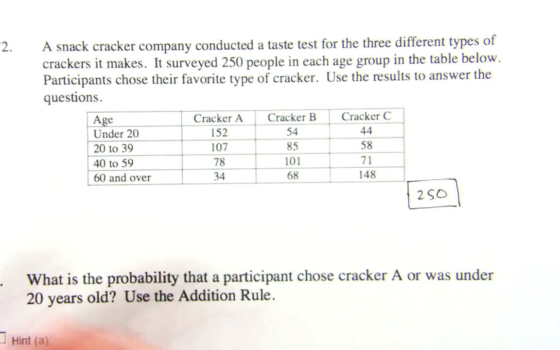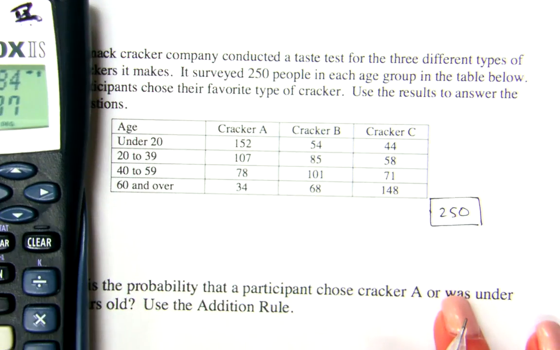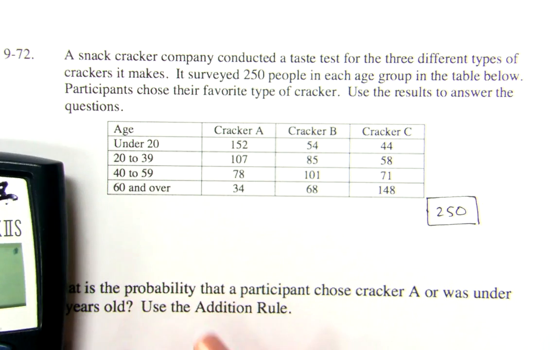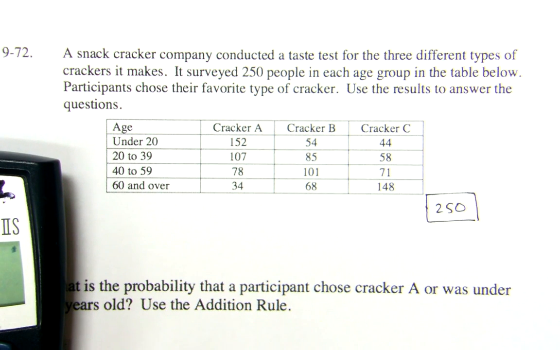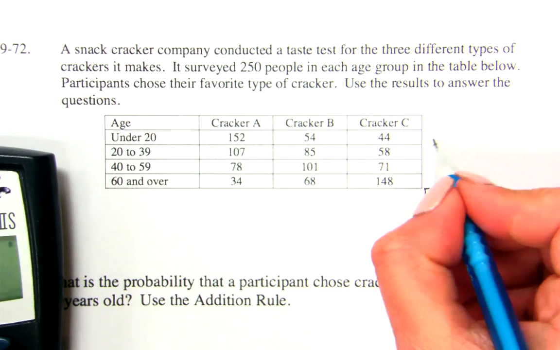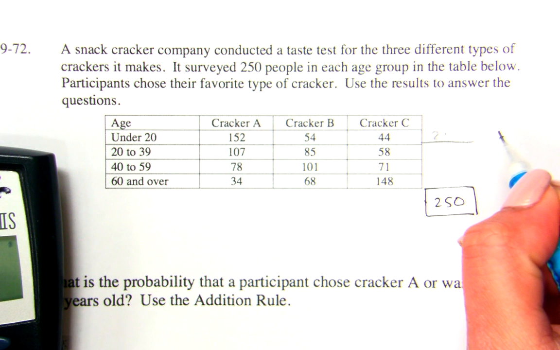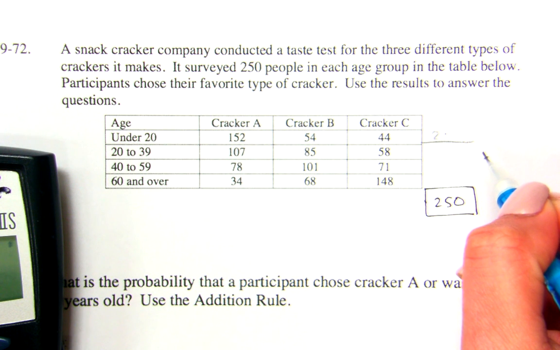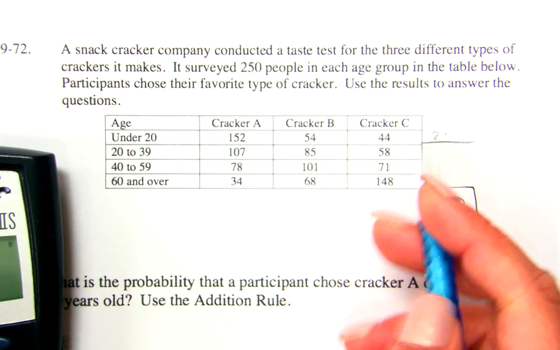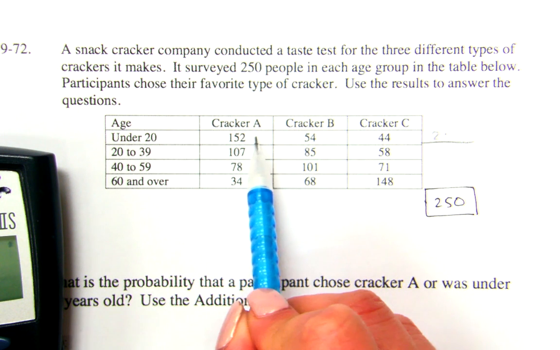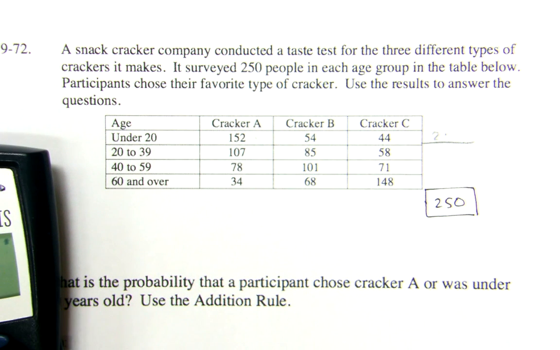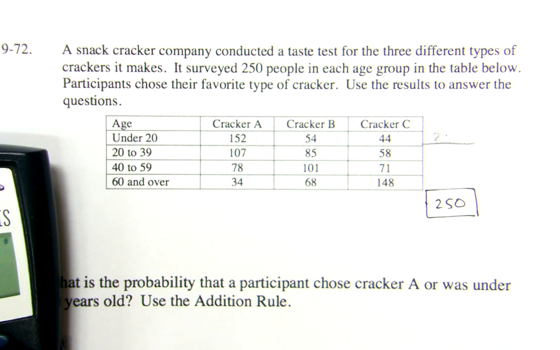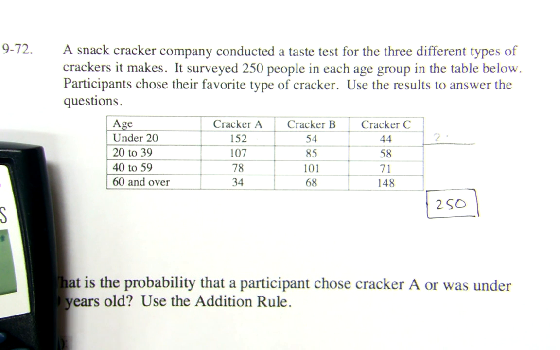Okay, so I'm gonna add these up. Sorry, you're gonna have to wait because I don't really like to do this without adding things up. So we have 44 plus 54 plus 152. Wait, what? 44 plus 54 plus 152. 107 plus 85 plus 58. Why are they all adding plus?